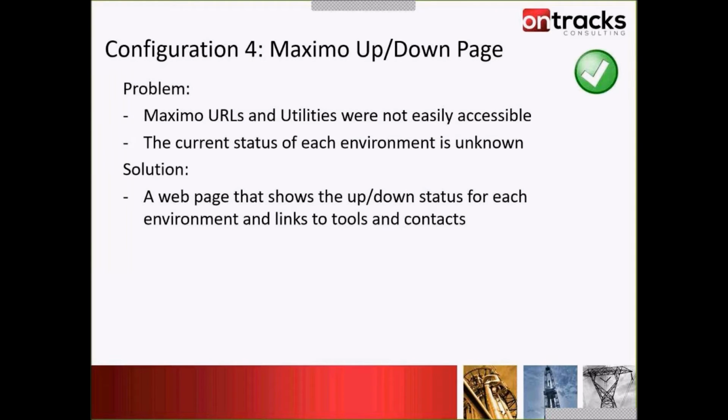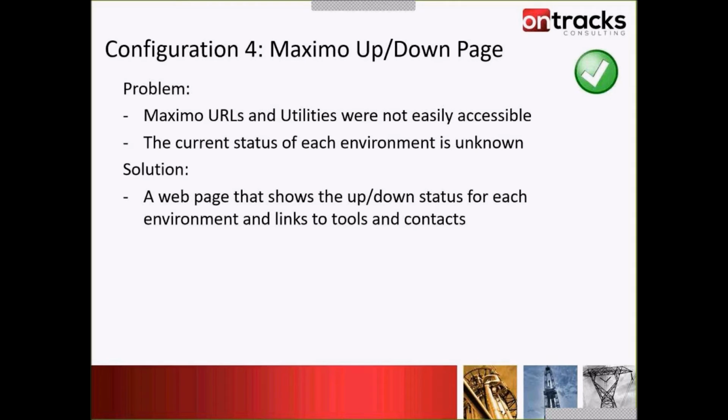Configuration 4 is almost external to Maximo, but here's a problem a lot of people have: we've got a bunch of Maximo environments, our dev, test, QA, train, prod, whatever they are. The URLs, people, you have to bookmark them or try to remember. Sometimes you go to them and it's not turned on. You didn't know the QA was down or whatever. And then there's a bunch of other information that you want to transmit to people.